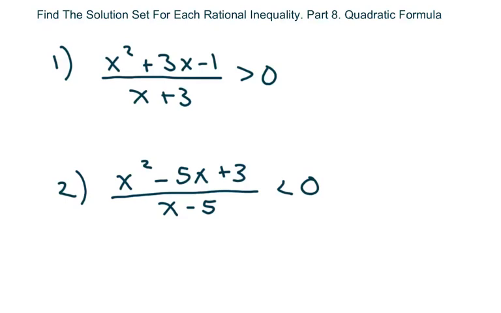Hi everyone, we're going to find the solution set for each rational inequality. This is part 8, and both of these involve the quadratic formula because we have to get the zeros for the numerator, and you can't factor the numerators, so we have to use the quadratic formula.